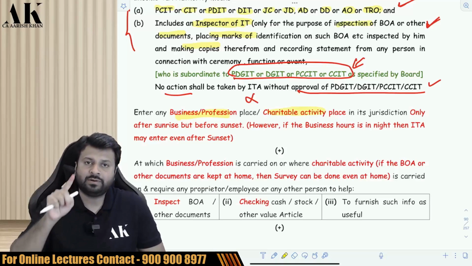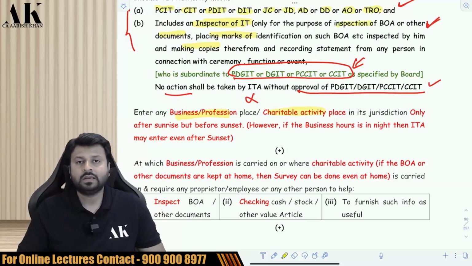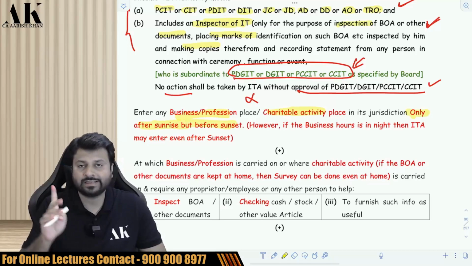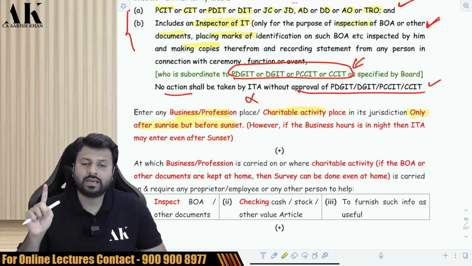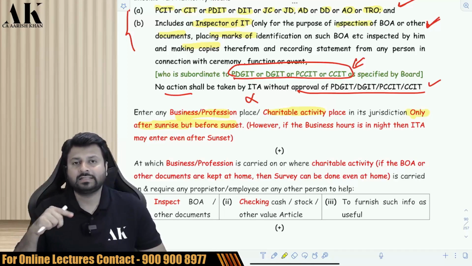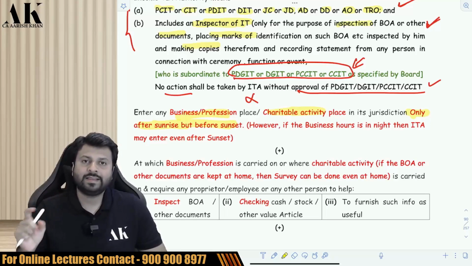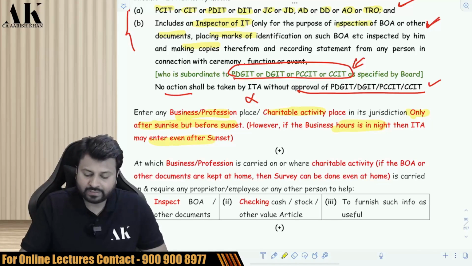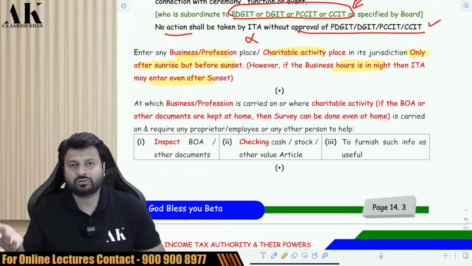Even at your charitable trust place, they can do a survey. They will enter the survey place only after sunrise but before sunset. But there is an exception: if the business hours are in the night, then they can enter for survey in the night also. There is no harm in that.